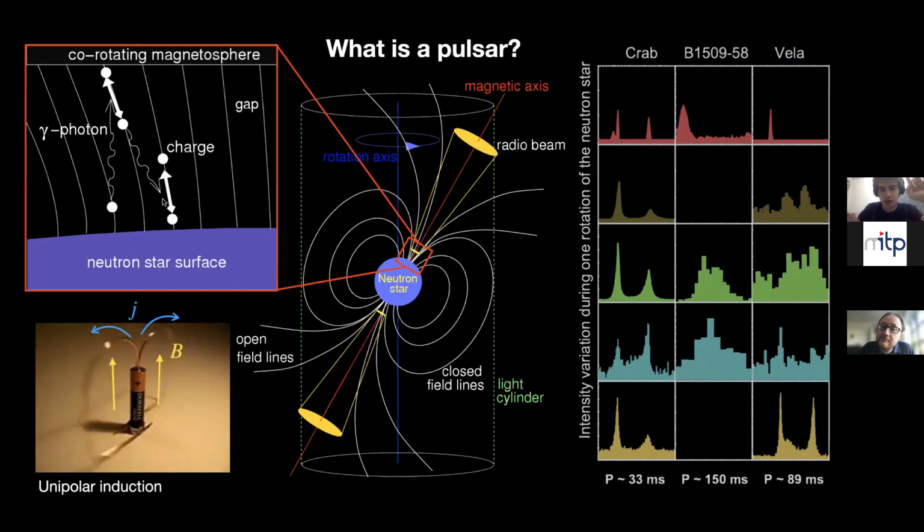Sasha, sorry to interrupt you. Just to make sure, you're always on the slide about what is a pulsar, right? Even if you're talking about gamma rays, just to make sure. I just want to really talk about the introduction. Okay, good.